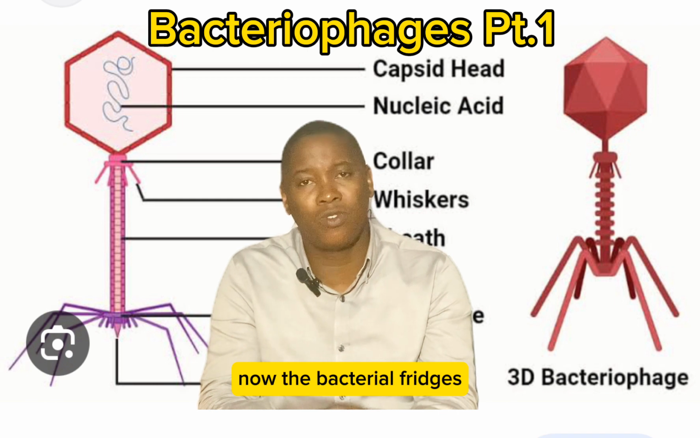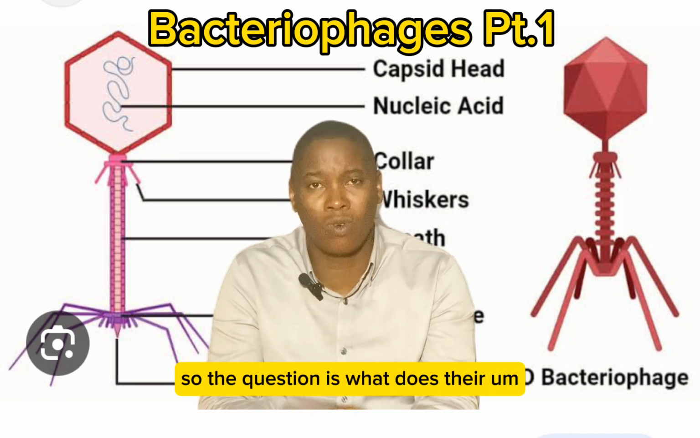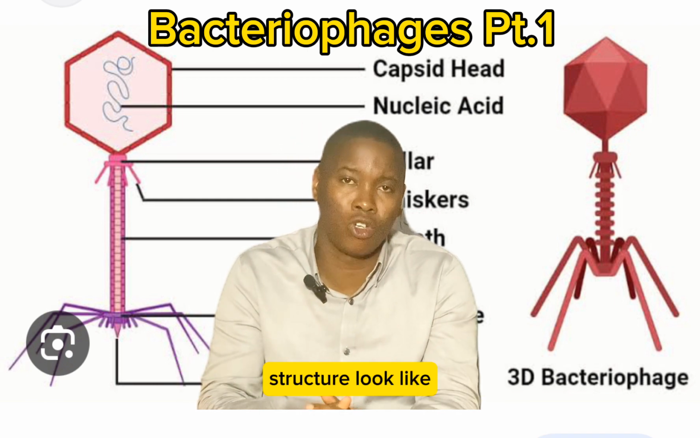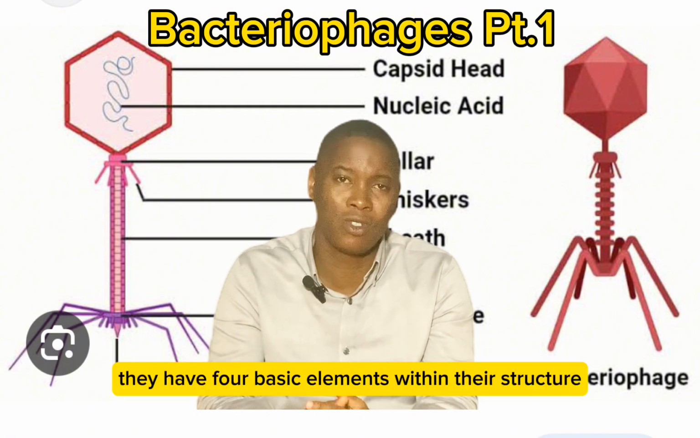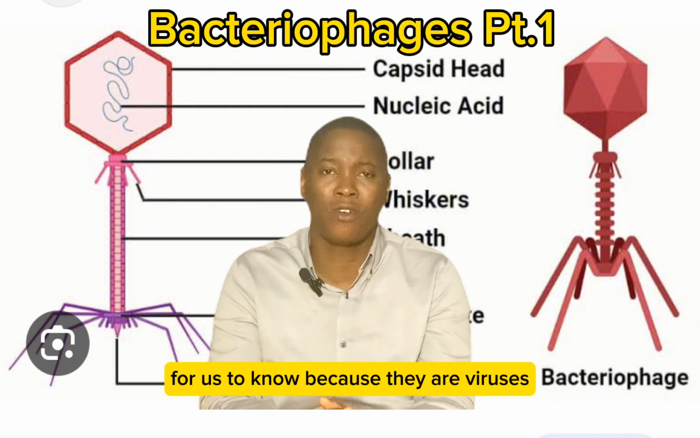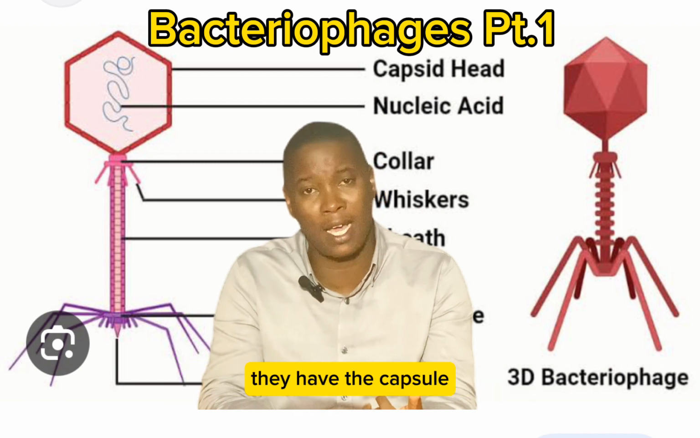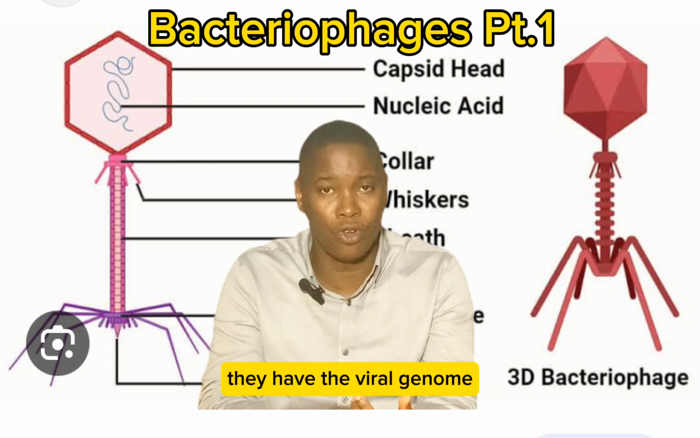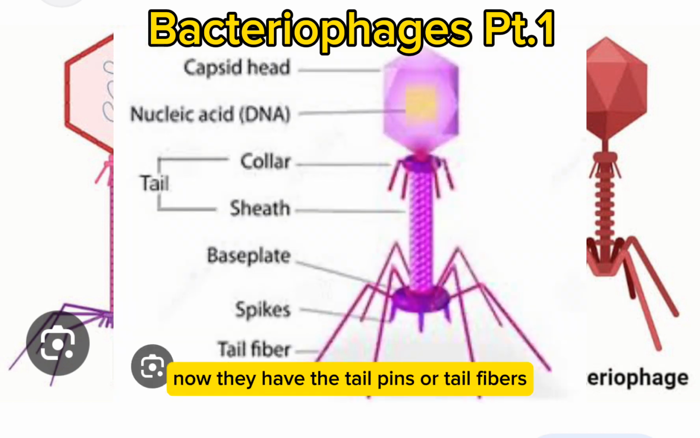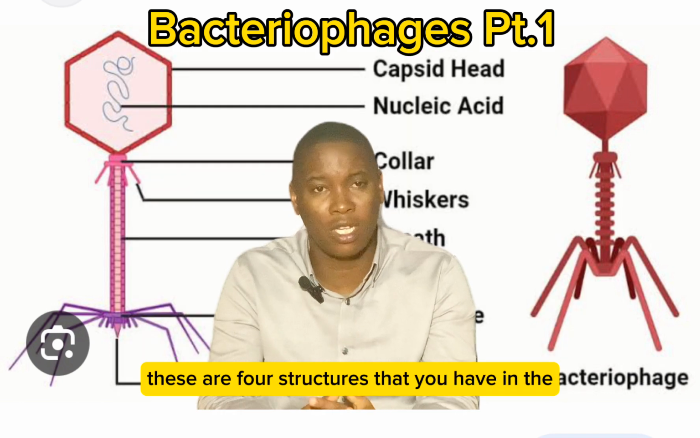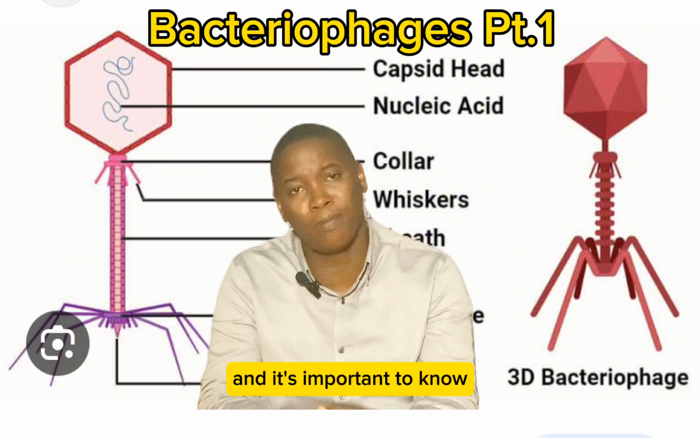Now, the bacteriophages, remember I said they are viruses. So the question is, what does their structure look like? They have four basic elements within their structure, which is important for us to know. Because they are viruses, they have the capsid and the viral genome. Then they have the tail pins or tail fibers, and then they have the base plates. These are the four structures you have in the bacteriophage.